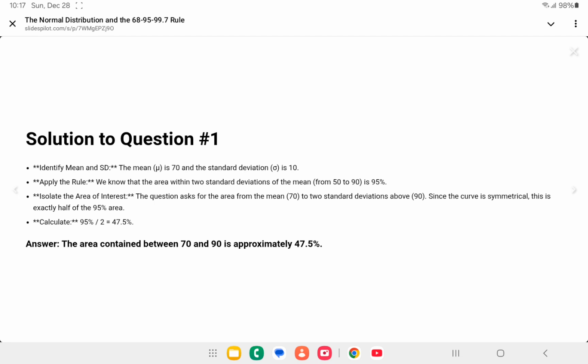According to the 68, 95, 99.7 rule, we know that there is an area of 95% contained within 2 standard deviations of the mean. 2 standard deviations to the right gets us to 90, and 2 standard deviations to the left gets us to 50. According to the rule, this means that there's an area of 95% contained within this interval. However, we are only interested in the area from 70 to 90. So dividing this area by 2 gives us our area of interest. 95% divided by 2 gives us an area of 47.5%, and that is our answer.